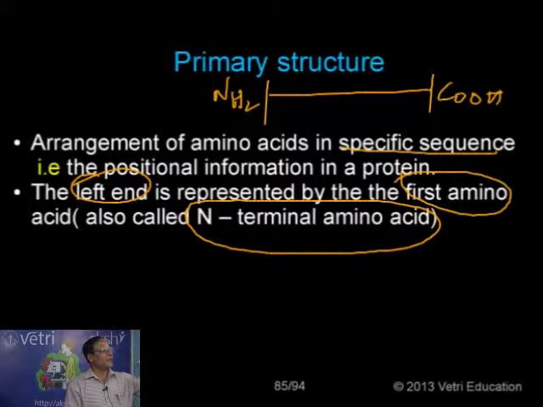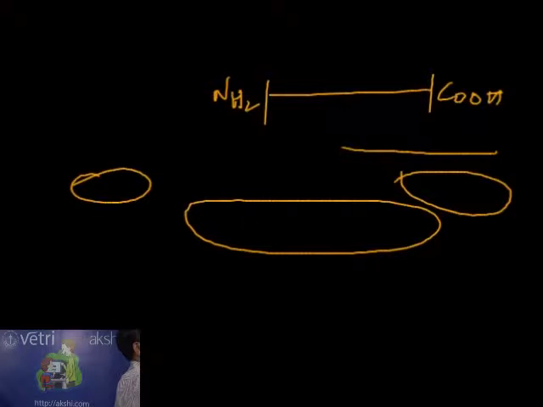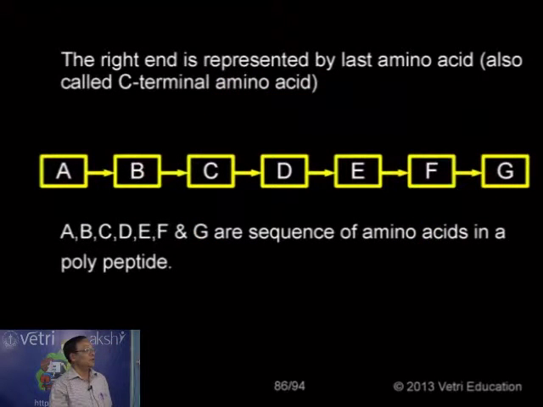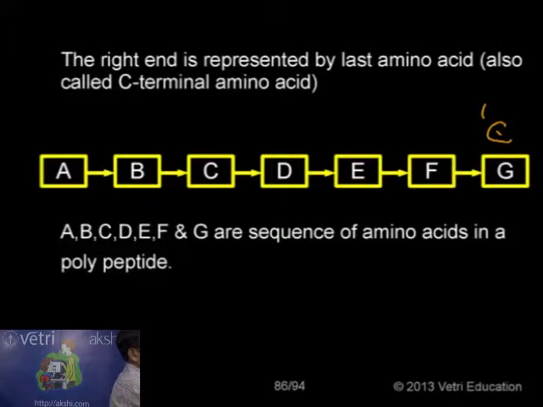So this is called the N terminal amino acid, the first amino acid. The last amino acid in a polypeptide chain is called the C terminal amino acid, having a free carboxyl group. That is what we have in the primary structure, the specific sequence. I mentioned already, this right end, maybe for example the G, is called the C terminal amino acid, and this A is represented by the N terminal amino acid. The left end is the first amino acid with a free amino group, and the right end is the last amino acid with a free carboxyl group. That is why one is called the N terminal and the other the C terminal amino acid.